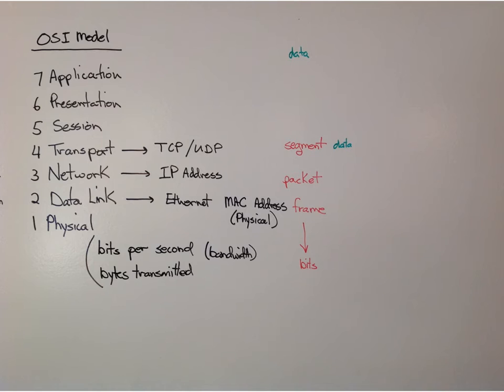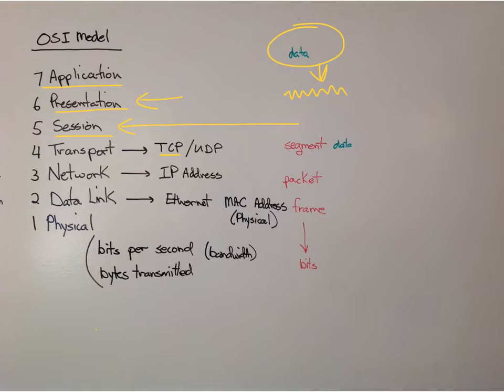Okay, let's take the OSI model: application, presentation, session. Up here we have some app. It gives us some data. The data at the presentation layer could be encrypted, or not. We create a session.